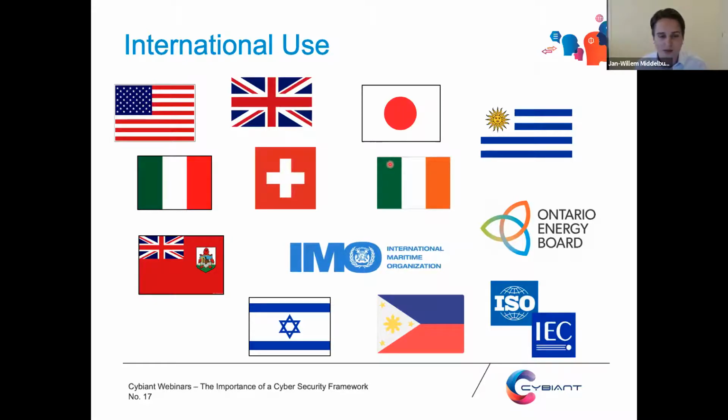So countries like Japan, the UK, Israel, they're all looking already at how do we use these different standards across the world. We also see that different other organizations like ISO itself, or for instance, the International Energy Board, are using these standards in order to implement cybersecurity in their own organizations. And I think that's really one of the key messages of this webinar as well. The NIST Cybersecurity Framework is available for free. It's considered a global best practice.